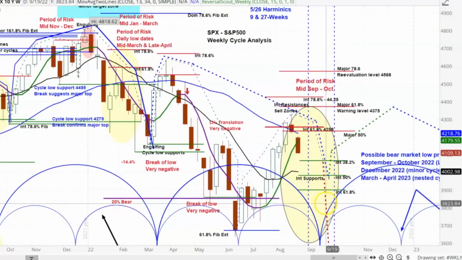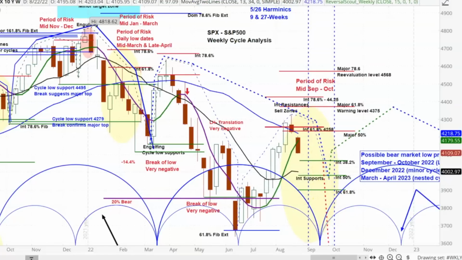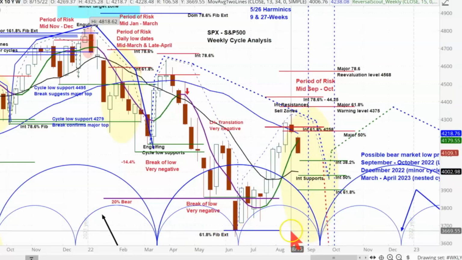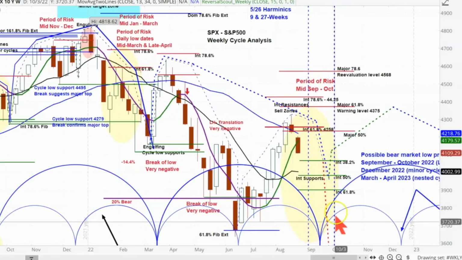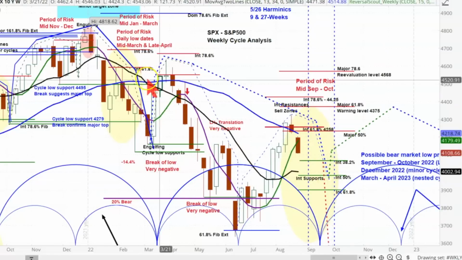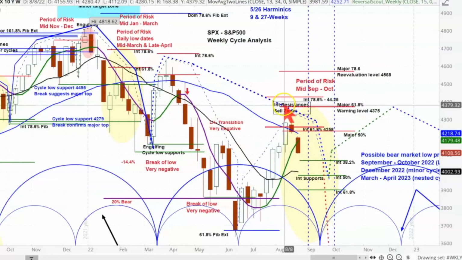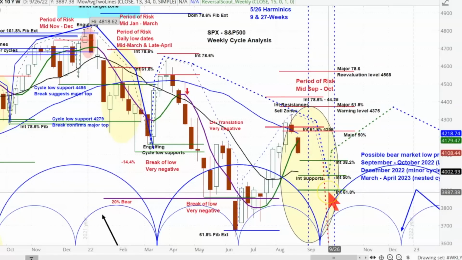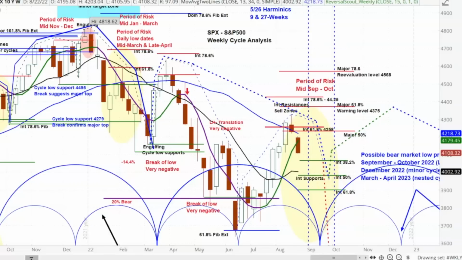And then you can see that red line coming down right over there. That was the original very negative projection taking out this low. I'm not sure about that anymore, but I am very positive about this risky area that we're in right now, this yellow zone you can see in here, period of risk September, October, taking it down over here. So we'll just have to see the magnitude of that decline, and it can be very sharp.